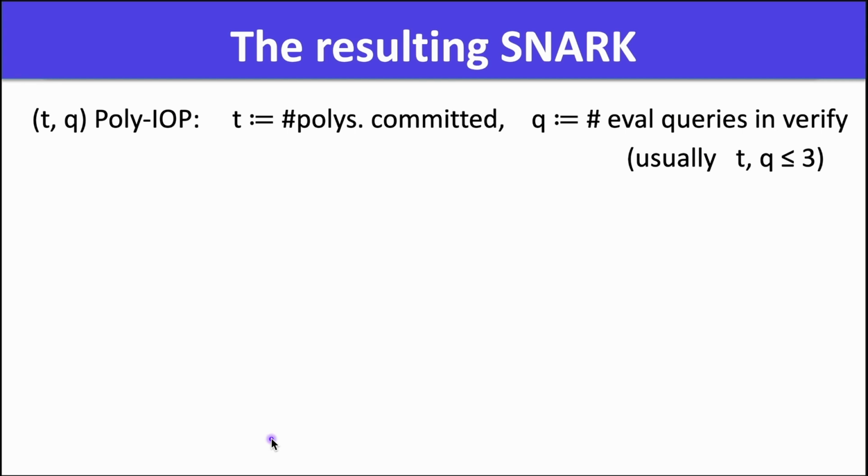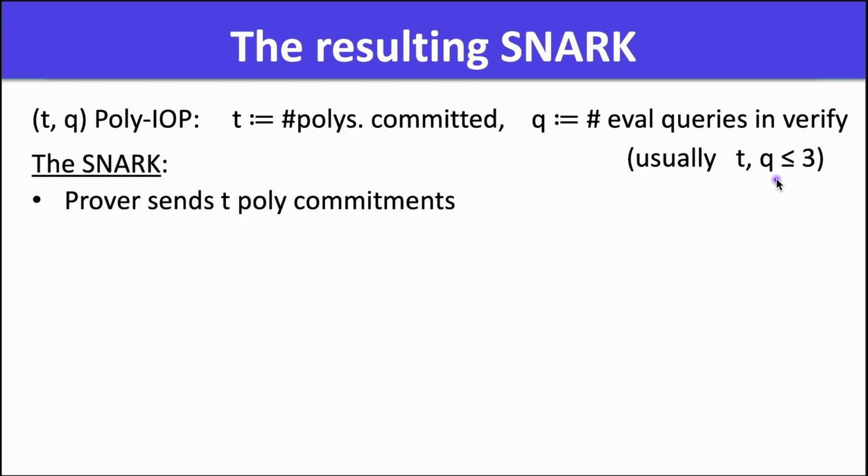Okay, and now we can see sort of what the resulting SNARK will look like. So we'll parameterize the polynomial IOP by two values, t and q. T will be the number of polynomials that the prover will commit to during the interactive phase. And q will be the number of evaluation queries during the verify procedure at the end of the proof. This is basically the number of points at which the prover has to open the committed polynomials. And what's interesting is that usually t and q are actually quite small. That is, the prover only has to commit to like 3 polynomials and then open them at 3 points, and that's it. So typically, as we'll see, we can build polynomial IOPs where t and q are really quite small.